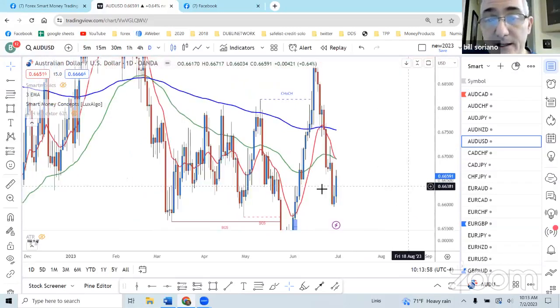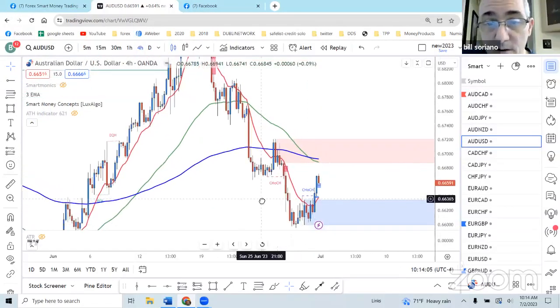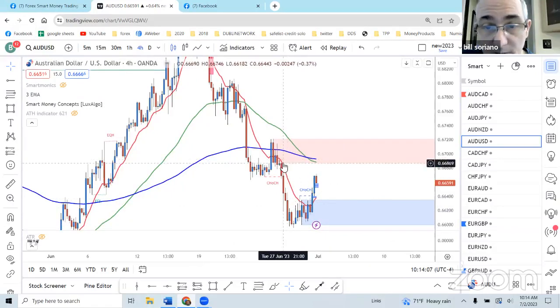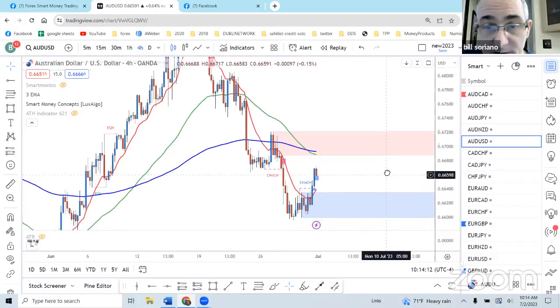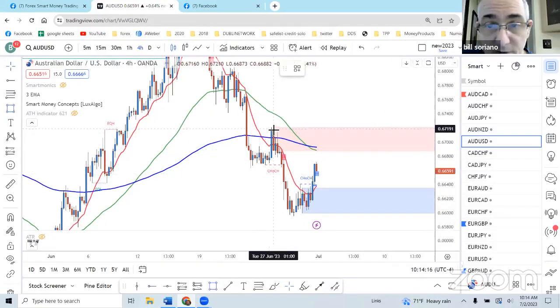AUDUSD, the daily chart. The daily chart again, we did have a choke, but it's definitely bearish. Definitely bearish. 4-hour chart's definitely bearish as well. We get this order block right here. We have that banker candle right there. We have some imbalance. We get an engulfing candle after it. So yeah, this zone here I can take.